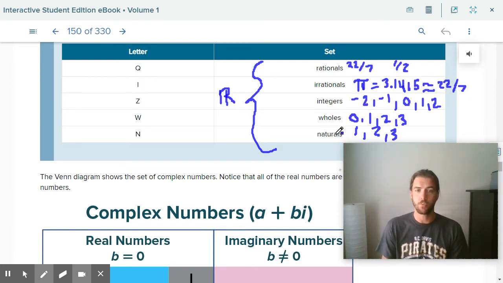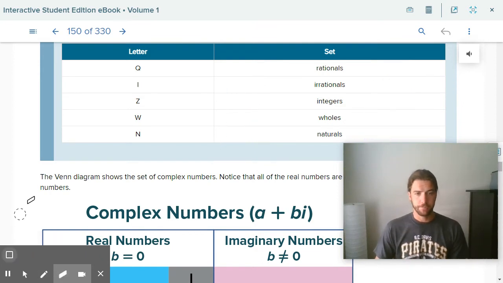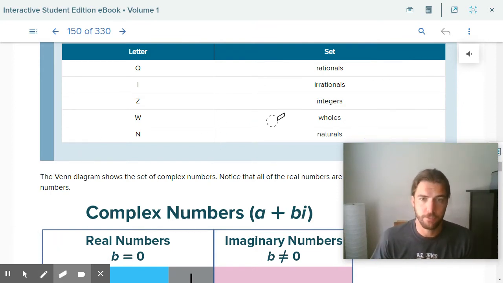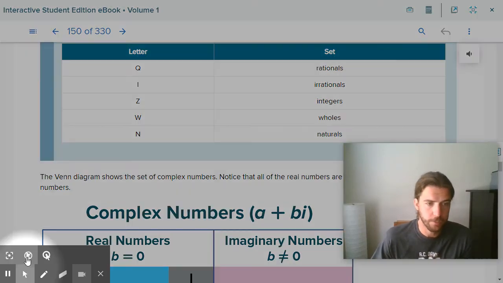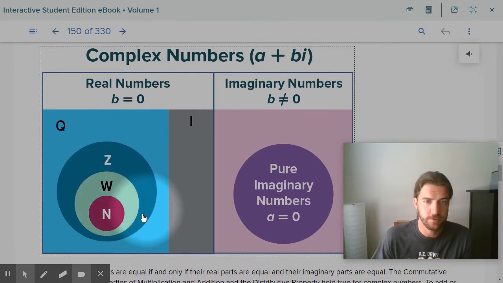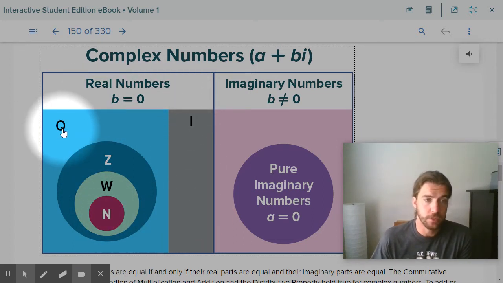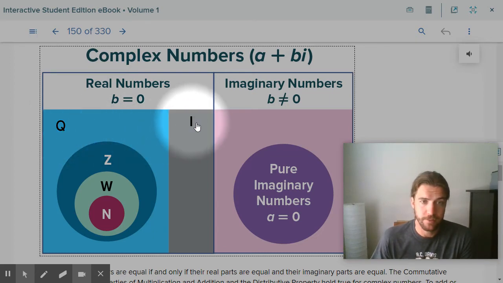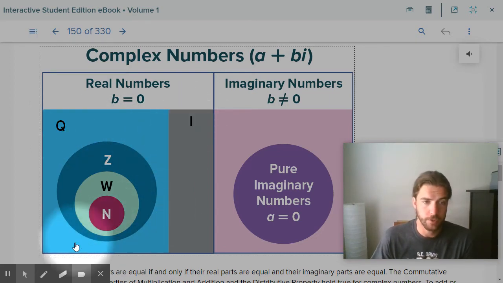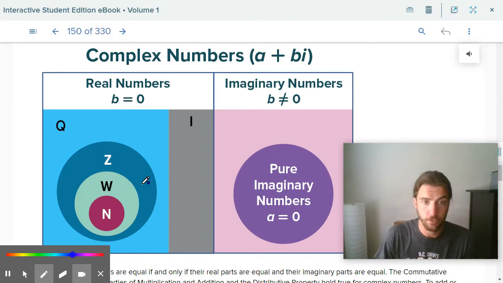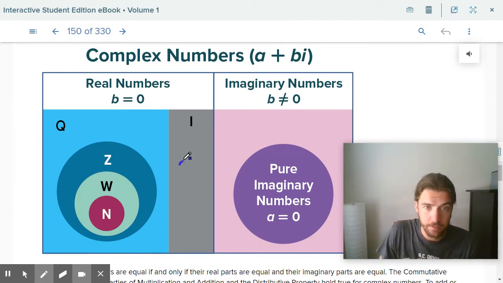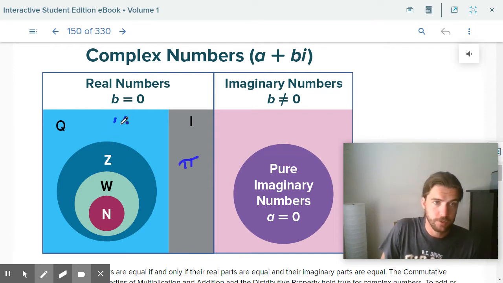Okay, so those are all of our real numbers. If we look at a Venn diagram, that puts all of these numbers together into one picture. Let's focus just in this rectangle that says real numbers for a start. The real numbers include the rational numbers and the irrational numbers. The irrational numbers, like I was saying before, include things like pi. The rationals include things like 1/2.